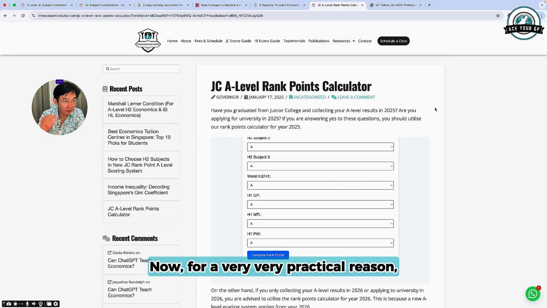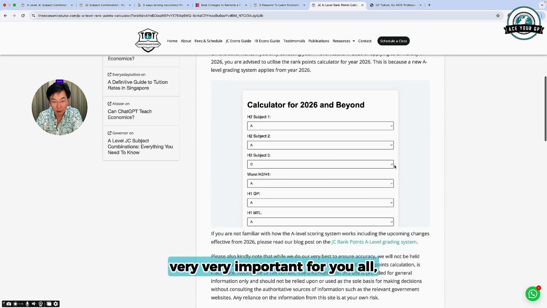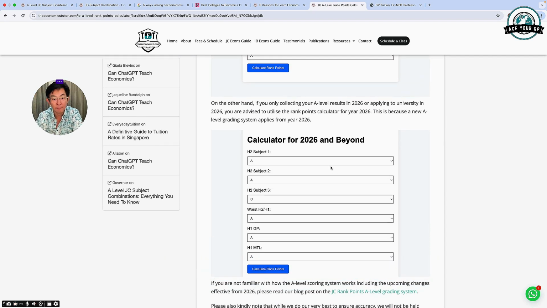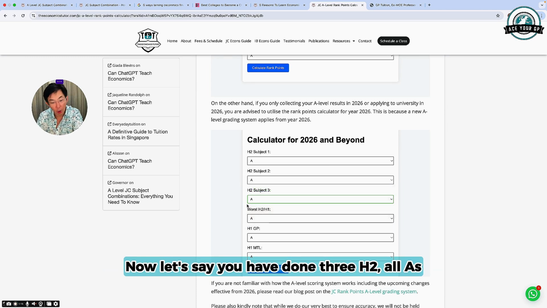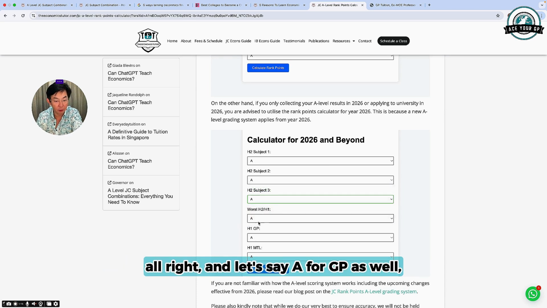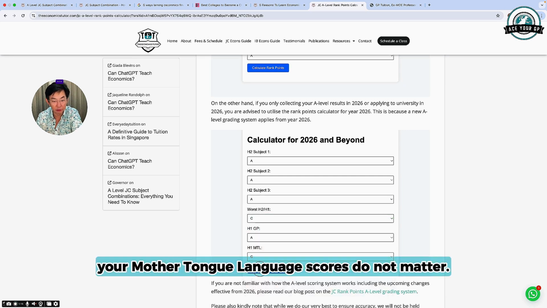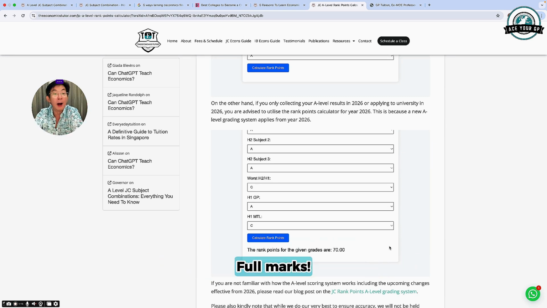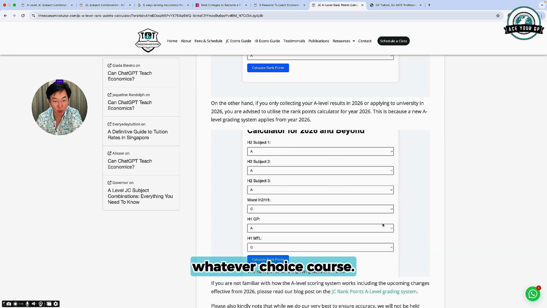Now, for a very, very practical reason, let me share with you, very, very important for you all, and you'll be looking at this calculator because you're going to be graduating beyond 2026. Let's say you have done 3 H2 all A's, and let's say A for GP as well. Then your H1 subject scores, your mother tongue language scores, do not matter. You will score 70 upon 70 for your JC rank points, your university admission score, full marks. Well done. And you'll probably get into whatever choice university, whatever choice course.